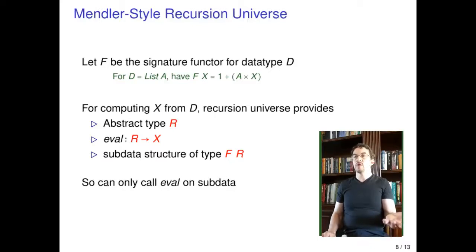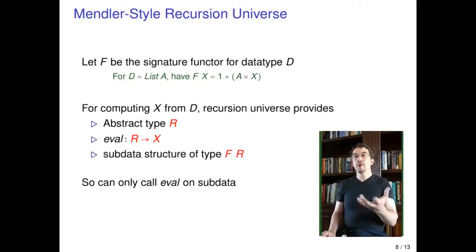So let's let F be a signature functor for a data type. So, for example, if your data type was list of A's, then your signature functor is F X equals unit or A cross X, okay? So suppose you're trying to write a function that's going to compute a value of type X from your data type D, then what the recursion universe provides you is this abstract type R I was mentioning. It's just some type. You have no idea anything about the type except what the interface gives you about it. The first thing it gives you is an eval function, R to X, okay? And this is the function you have to invoke if you want to make a recursive call. You've got to call eval, but you can only call it on an R thing. You can't call it on just some random other D thing.